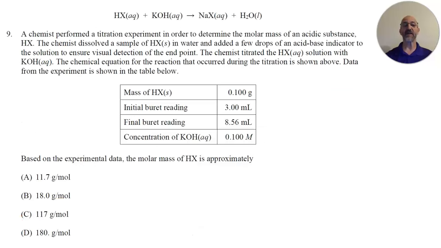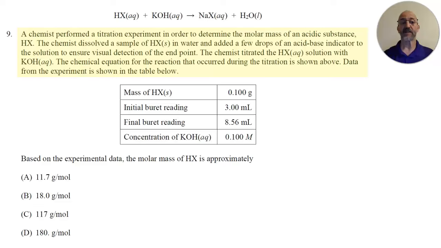It looks like it's another example of an acid-base titration, but we have a different problem to solve. This time in question 9, we're looking at determining the molar mass of an acidic substance. All right, let's go ahead and consider the details of question 9. It says, a chemist performed a titration experiment in order to determine the molar mass of an acidic substance, and the chemical formula HX represents this acid. We just don't know the exact chemical formula, so we have to figure out the molar mass. That's what we're doing in question 9.